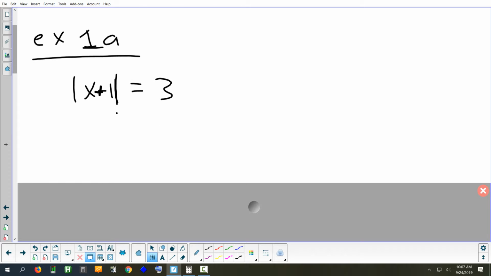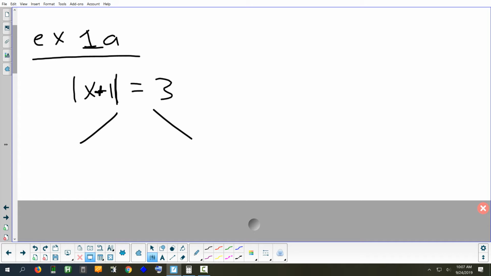So what I usually do is I just draw 2 lines to split it up. Now you don't have a ton of room in the box, so you'll have enough room, but you don't want to draw it too big. And now we have to write the 2 equations.